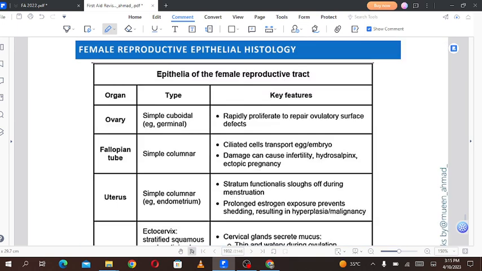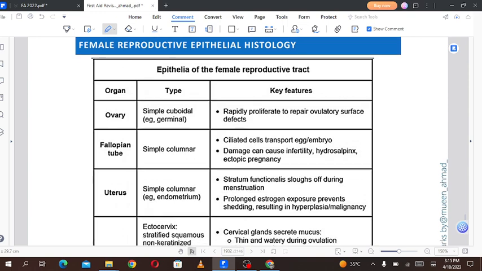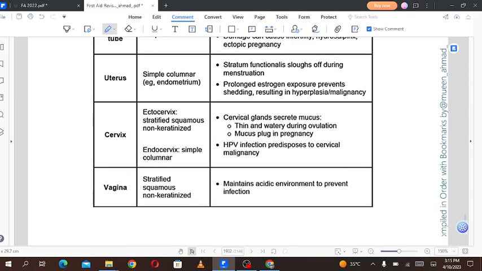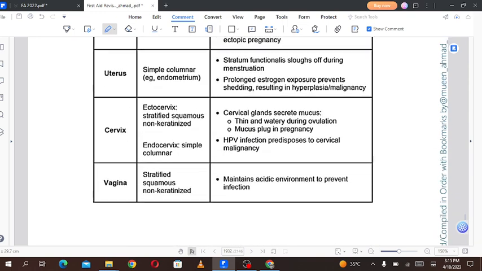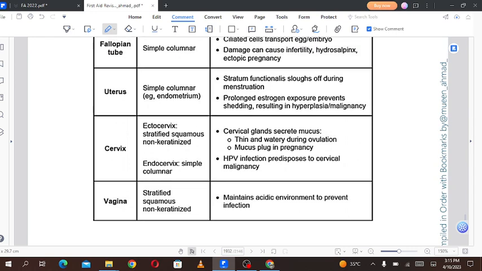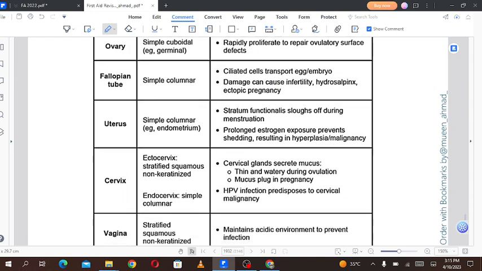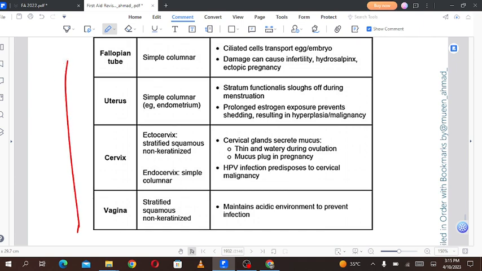So here we have the female reproductive epithelial histology. It is kind of important. You must remember which area has which kind of epithelium. For this one, we will go from below upwards. Firstly, in the vagina, the most external structure, we have stratified squamous non-keratinized epithelium. It maintains the acidic environment and prevents infection.